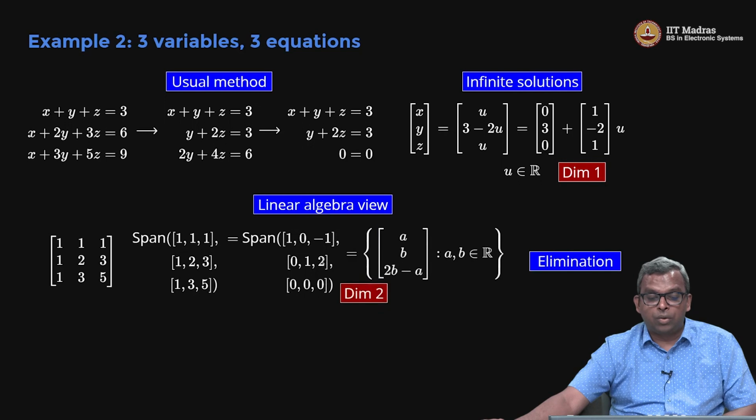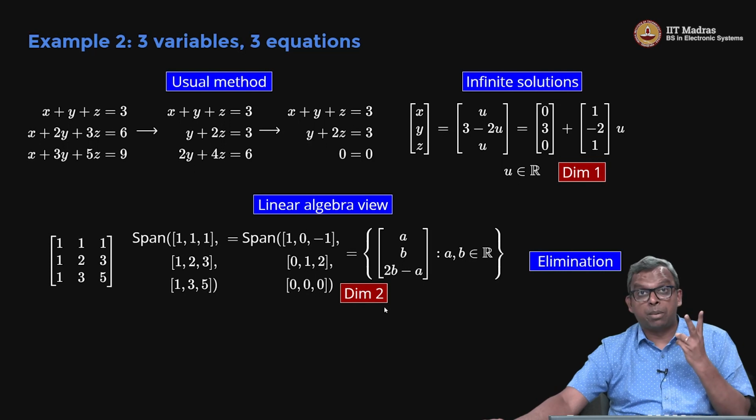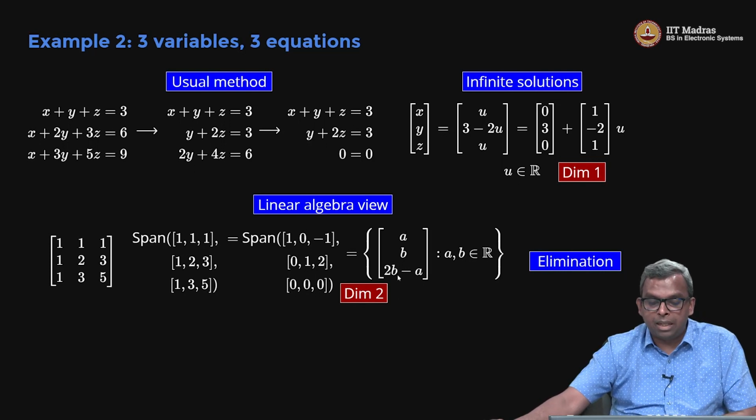So we see that the span of the columns in this case dramatically changed. I changed the number 6 to 5 here, and then suddenly the span, instead of being 3 dimension, becomes 2 dimension. So (a, b, 2b minus a).